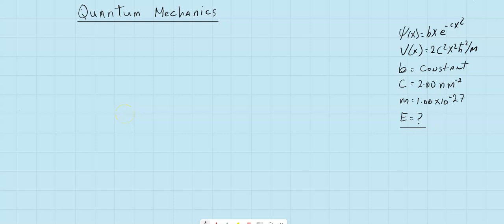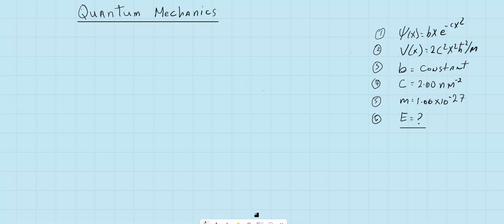Today we're going to be solving a quantum mechanical system. This is a stationary system where we have our psi right here. This is our function right here. This is the potential energy of the function. B is just a constant. C is the length, and M is the mass of the particle. What we need to find is the energy of the particle.